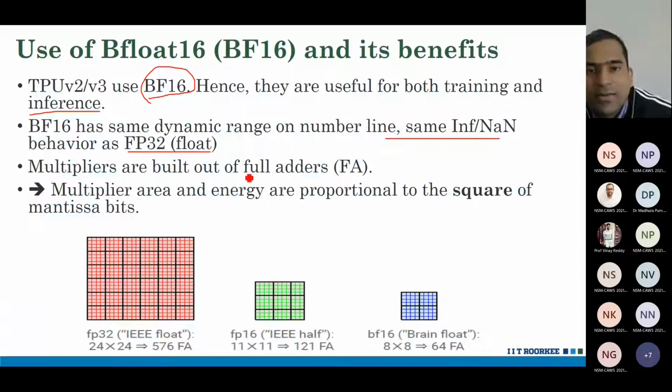BF16 multipliers are built out of full adders. So that's why multiplier area and energy are proportional to the square of mantissa bits. In FP32, you have 23 plus 1, that means 24 bits. So you need 576 full adders. Here you need only 121 in FP16. Here you need only 64 full adders. This is 8 times more efficient than this. Okay.